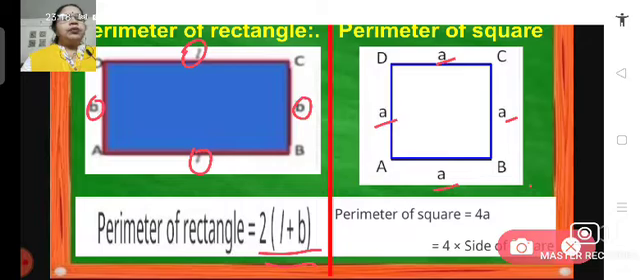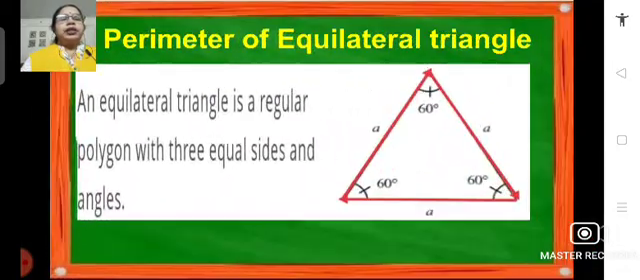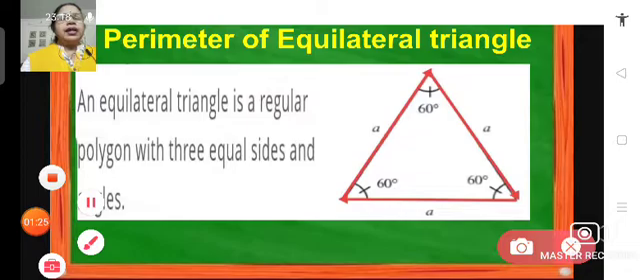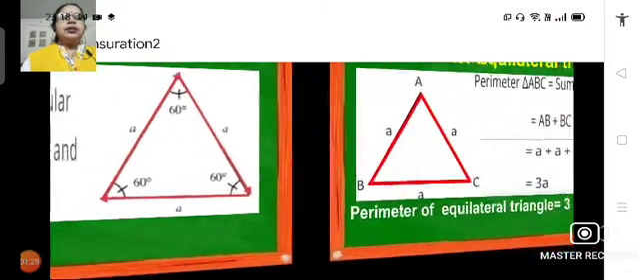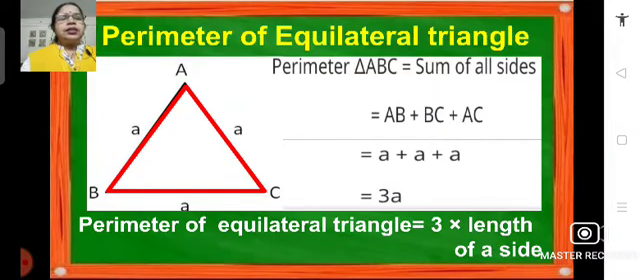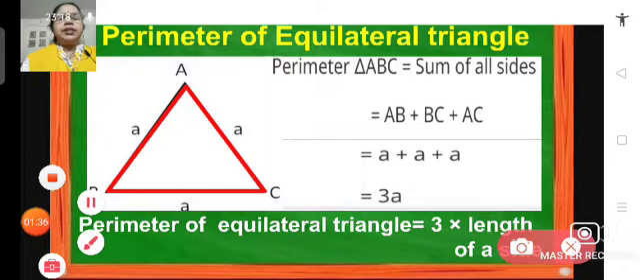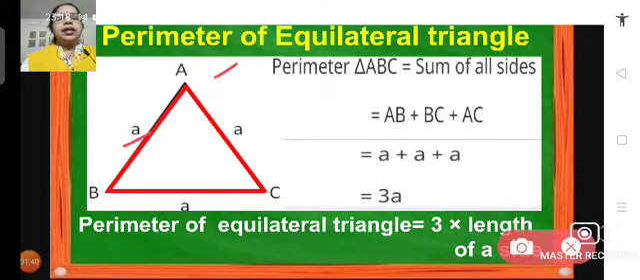Now, how can we calculate the perimeter of an equilateral triangle? Children, we know that an equilateral triangle is a triangle which has all its sides equal. Suppose we have an equilateral triangle ABC like this, which has all three sides equal. We can consider each side as a.